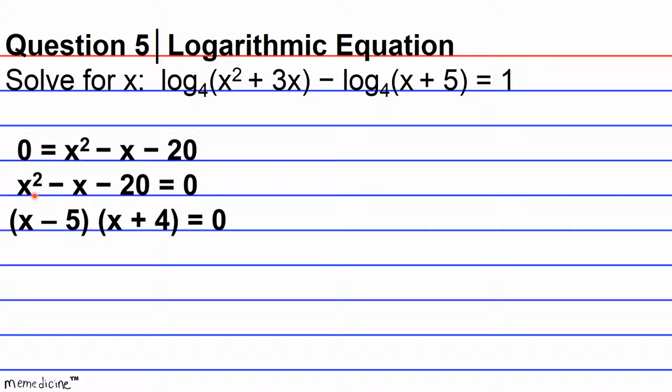So we basically FOIL. We open up our two sets of parentheses, place x in each, and look at the constant. We try to figure out which two numbers multiply to get negative 20 and add to get negative 1, and that's going to be negative 5 and 4. All right, now we're going to separate our roots and solve for x.